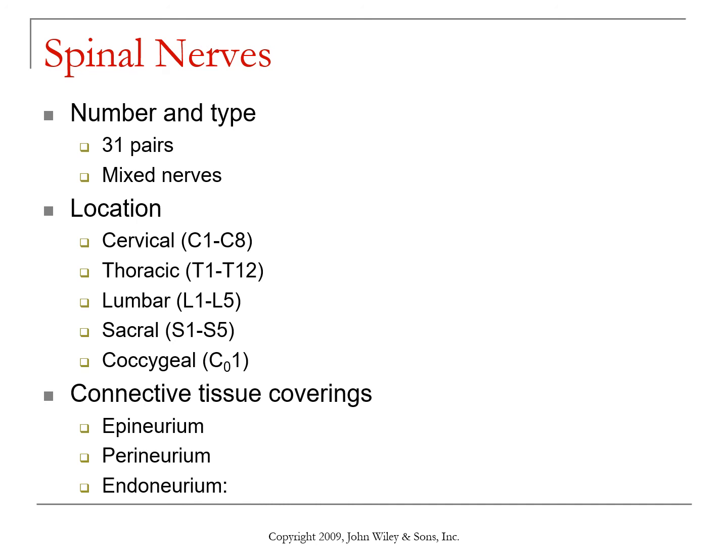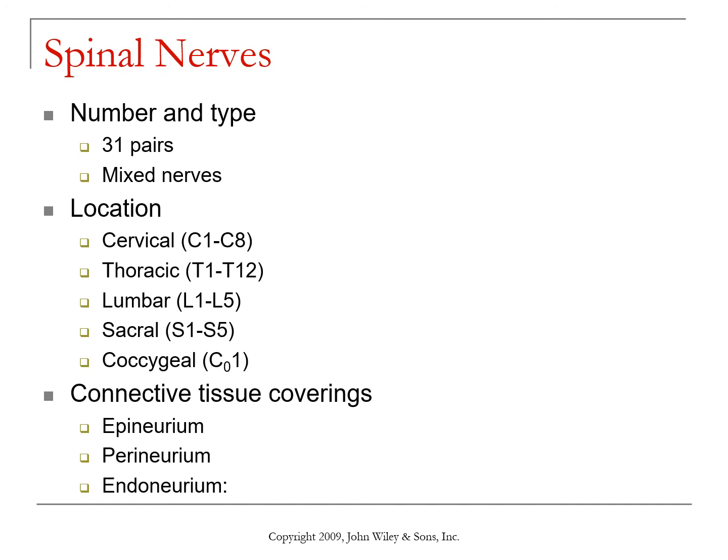The remaining nerves branch below the corresponding vertebra, so there are 12 thoracic nerves, 5 lumbar, 5 sacral, which exit between the foramen within the sacrum, and 1 coccygeal nerve, denoted Co1.